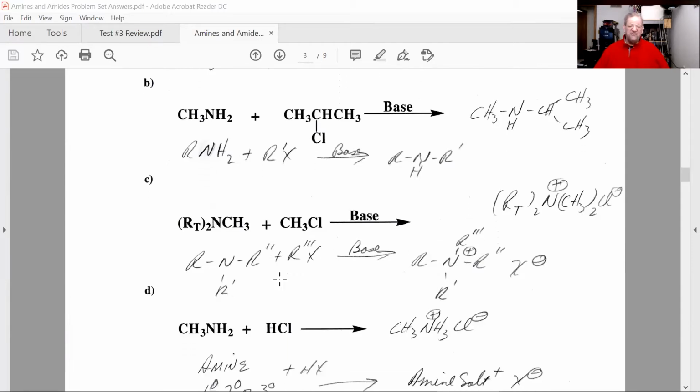Now, a special one. You take this tertiary amine and react it with this alkyl halide. By the way, this R, R prime, and R double prime are all carbons. You'll make a quaternary ammonium salt. And this is the quaternary ammonium salt that helped make me a lot of money.